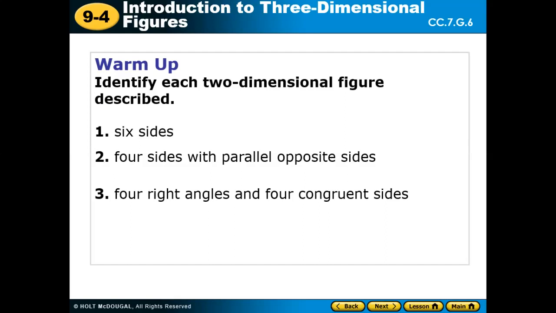Okay. Let's see how many right answers you got out of 3. Number 1 is hexagon. 2, parallelogram. 3, it's a square. So tell me, how many did you get out of 3?